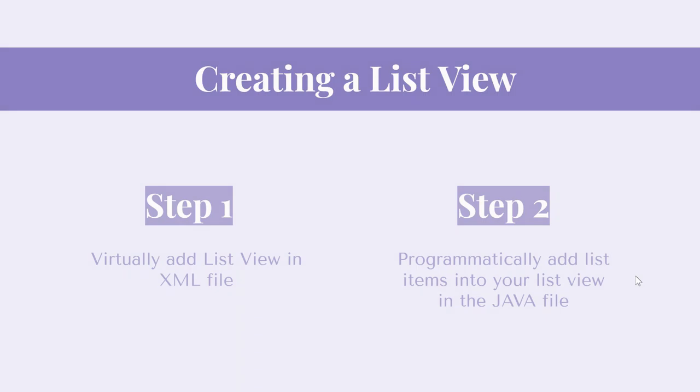So, creating a list view can generally be summed up in two main steps. First, you need to virtually add a list view into your XML file, and then programmatically add your items in your list view in your Java file. After that, you can play around and add as many functionality features as you want. So, let's switch over to Android Studio and start coding.